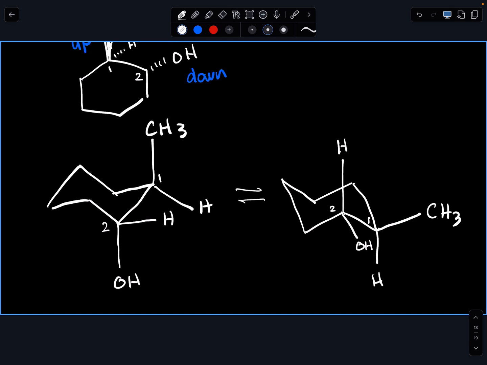So when you do a ring flip, what stays up? What was up stays up, and what was down stays down. But what was axial becomes equatorial, and what's equatorial becomes axial.